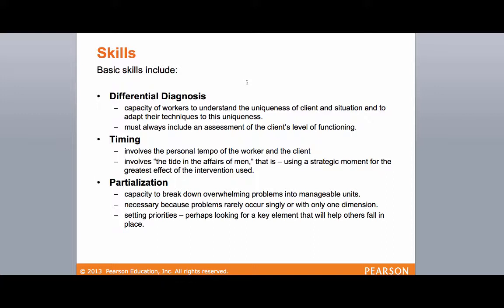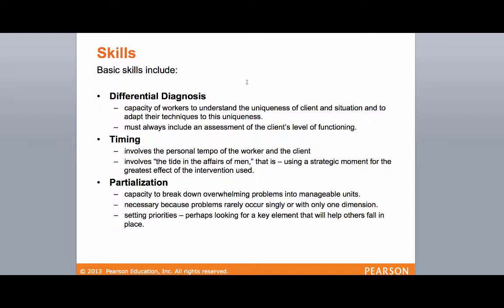Timing also, I like the term that they use here, has to do with the tide in the affairs of men. That is, you have to wait for the right moment sometimes to introduce a certain technique or to provide a certain intervention. We call it a strategic moment, basically, and that intervention will have a much greater effect. And so timing also involves when to utilize certain skills and certain interventions, and sometimes we wait, sometimes we act a little more quickly than we might.